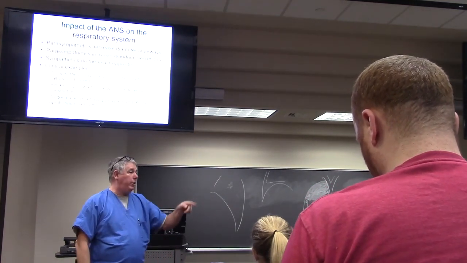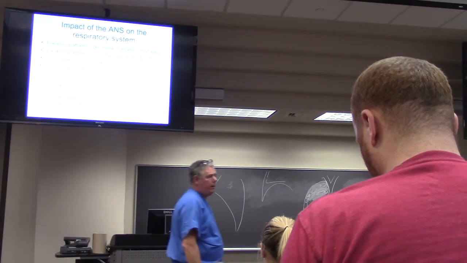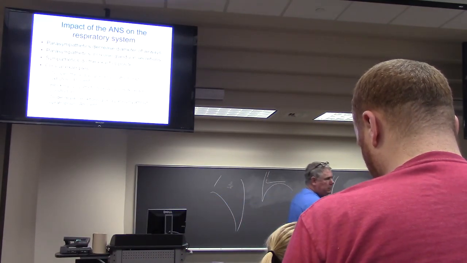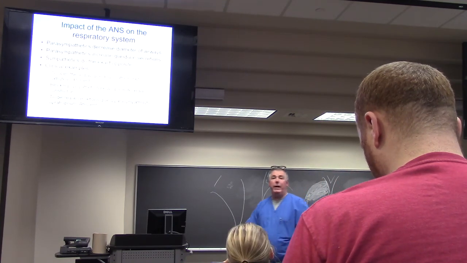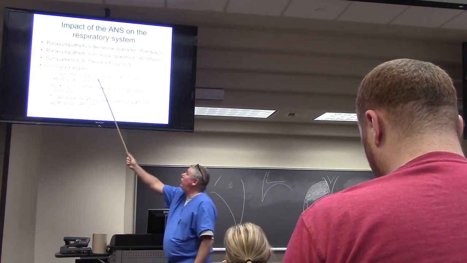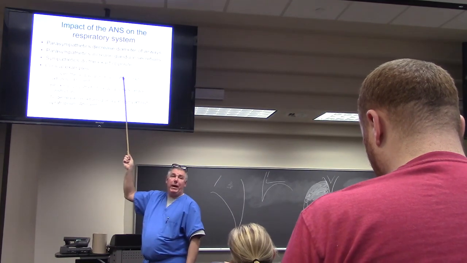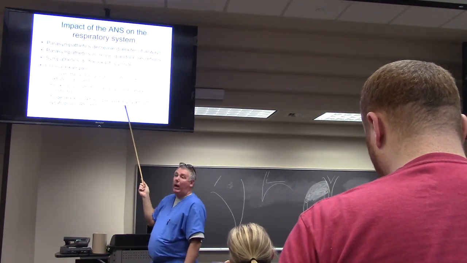Now what you don't want to do to an asthmatic, oh, go ahead. How do they not cancel each other out? Because they're working on different limbs of the autonomics. This one's working on the sympathetics, stimulating the sympathetic. This is blocking the parasympathetics.